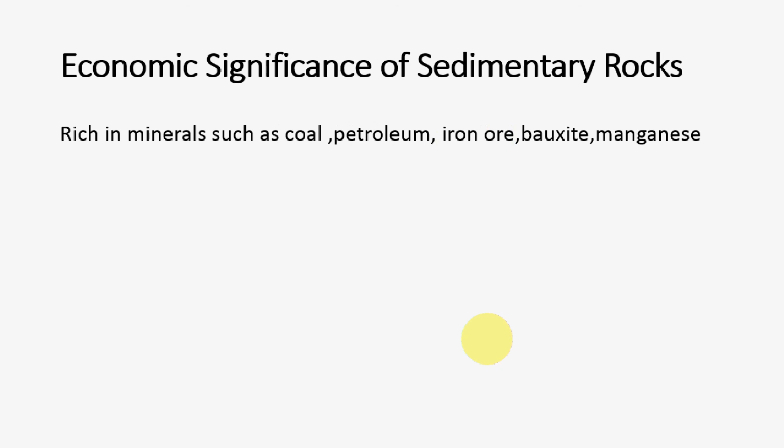Cool. Now we are going to discuss the economic significance of sedimentary rocks. First of all, many minerals like hematite, iron ore, phosphate, building stones, coal, petroleum, and materials used in industries come from sedimentary rocks. One of the best examples is petroleum. All the petroleum byproducts and crude oil come from this, and other minerals like bauxite, manganese, and tin are also derived from sedimentary rocks. So this is the economic significance of sedimentary rocks.